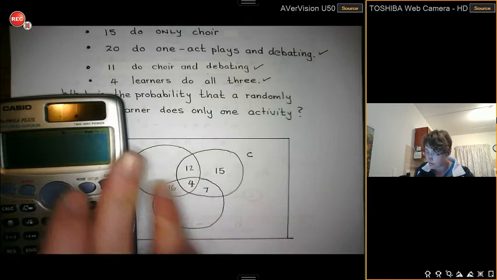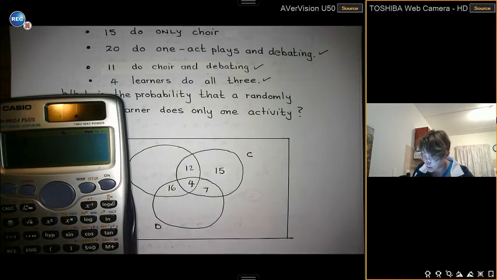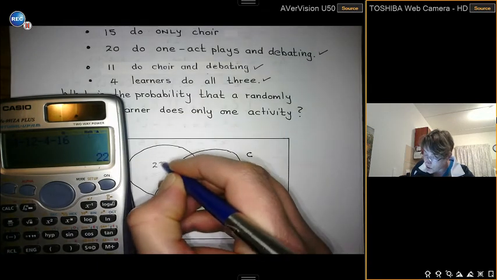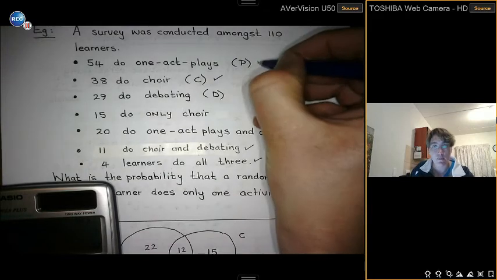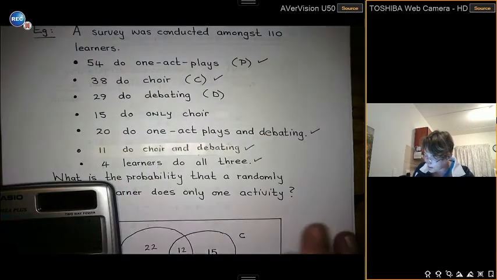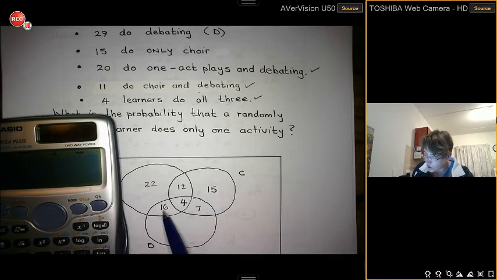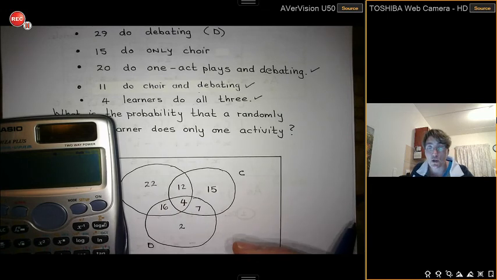So I can say 54 minus 12 minus 4 minus 16, which is going to give me 22 learners that do only one-act plays. So I've used this one. Now I can go to the 29 learners who do debating. So currently I know there's 16, 4 and 7 there, so that 16, 4 and 7 is 27, which means there's only going to be 2 over there to add up to the 29.